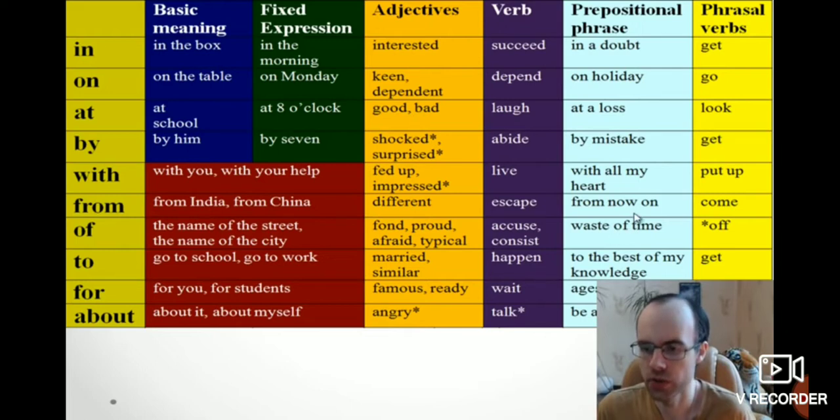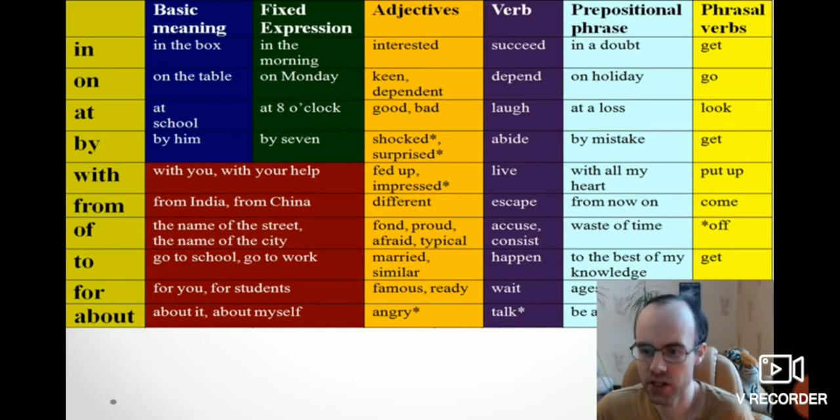Okay, you see, from now on means from this moment and later. So it will be from now on. Waste of time. So it's a complete waste of time or a complete waste of money. To the best of my knowledge, a very natural speaking expression. It means as far as I know. Yeah? So you need to use this method. For ages means for a very long time. You can say, I haven't seen you for a very long time. Or simply you can say, I haven't seen you for ages.